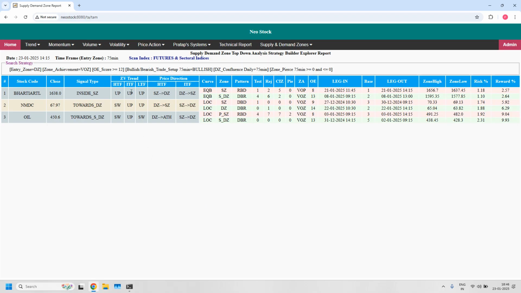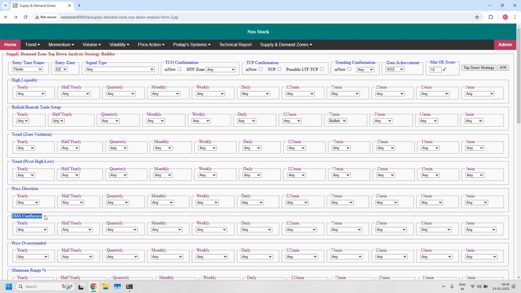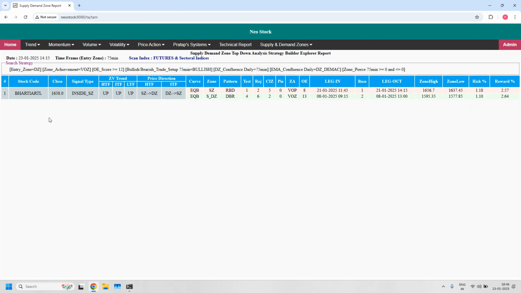And daily trend is up in all the 3 stocks, ITF trend. If any of these 3 stocks are having daily EMA confluence, they are even more high probability trade setup supported stocks. Let's verify. In the EMA confluence, daily time frame, I am enabling the filter daily demand zone having daily EMA confluence. With this filter, we got 1 stock. So this is even more high probability trade setup supported stock.